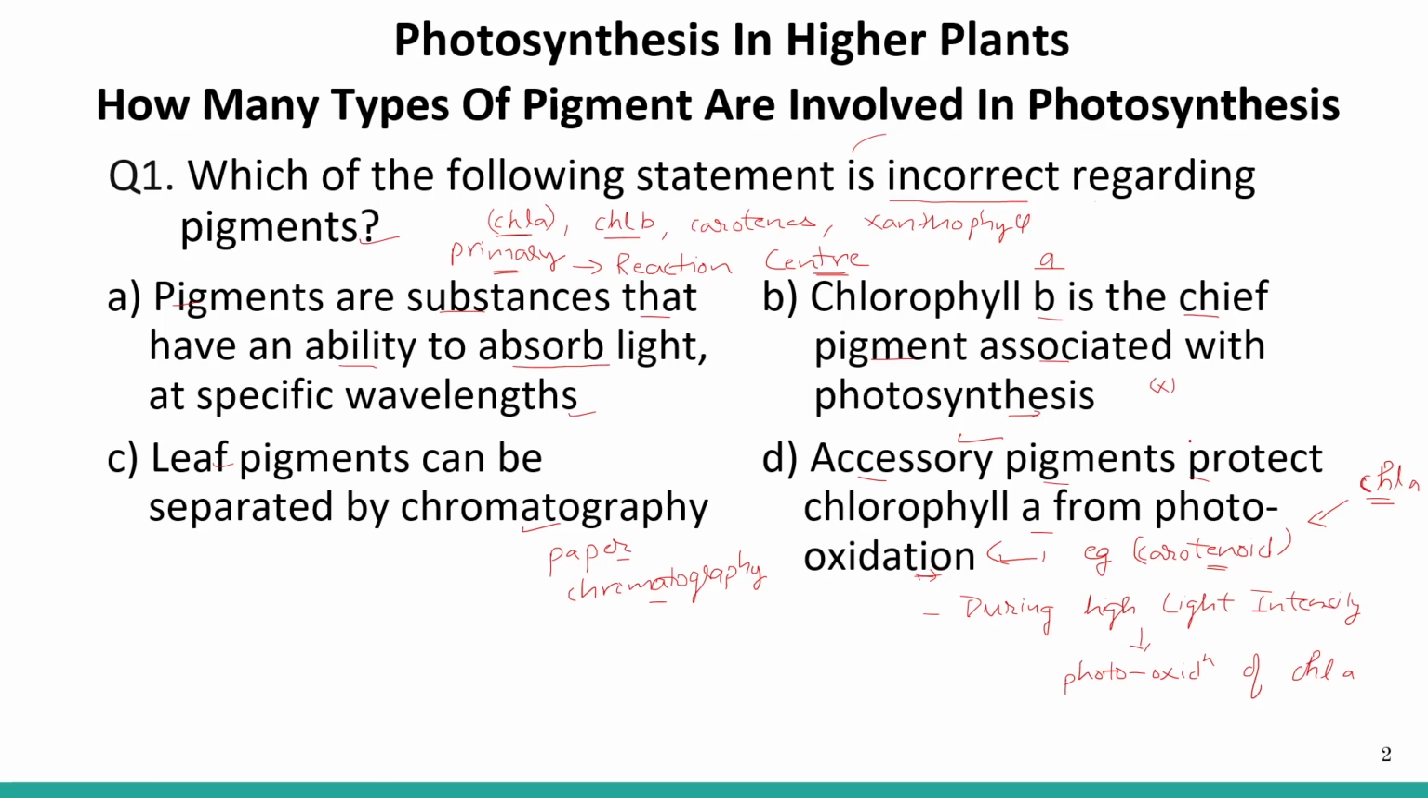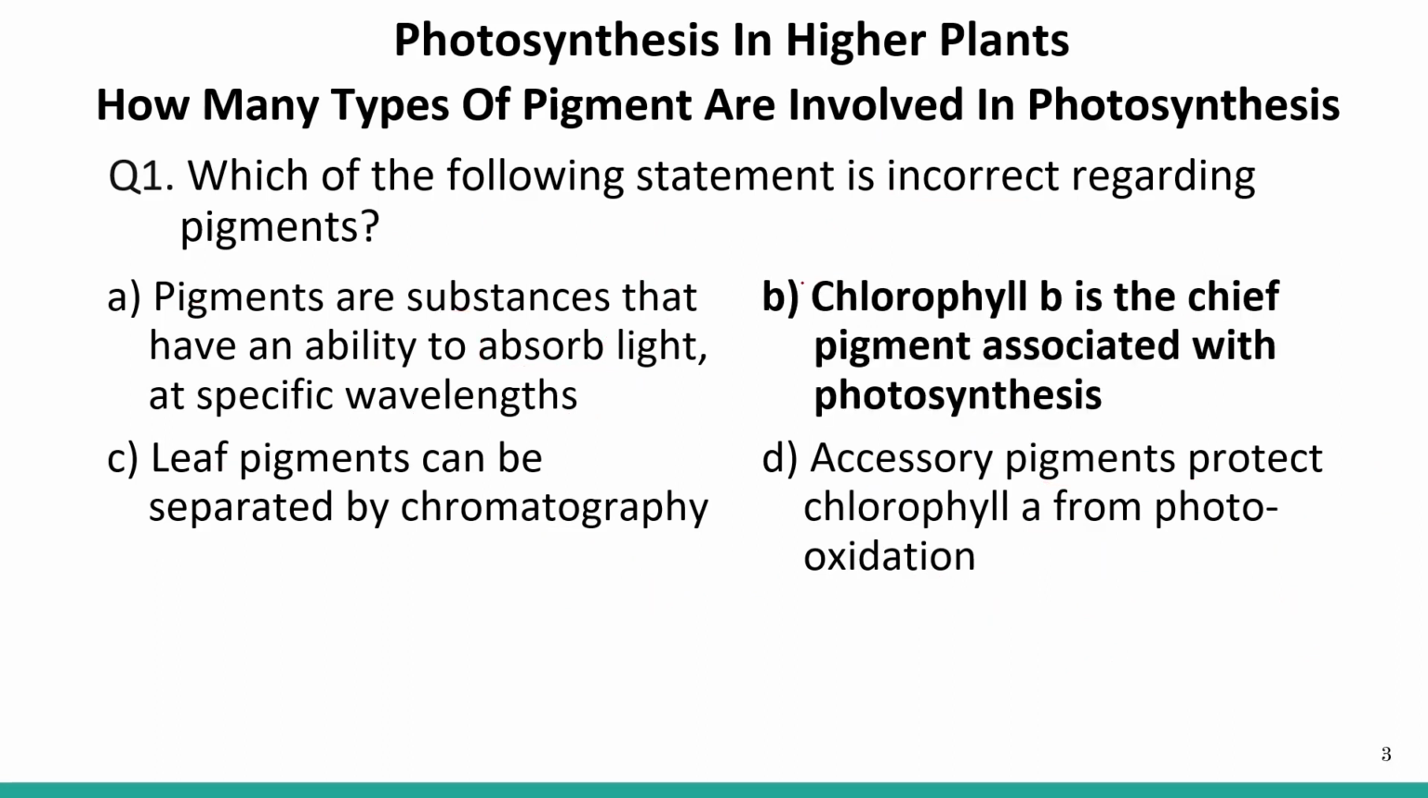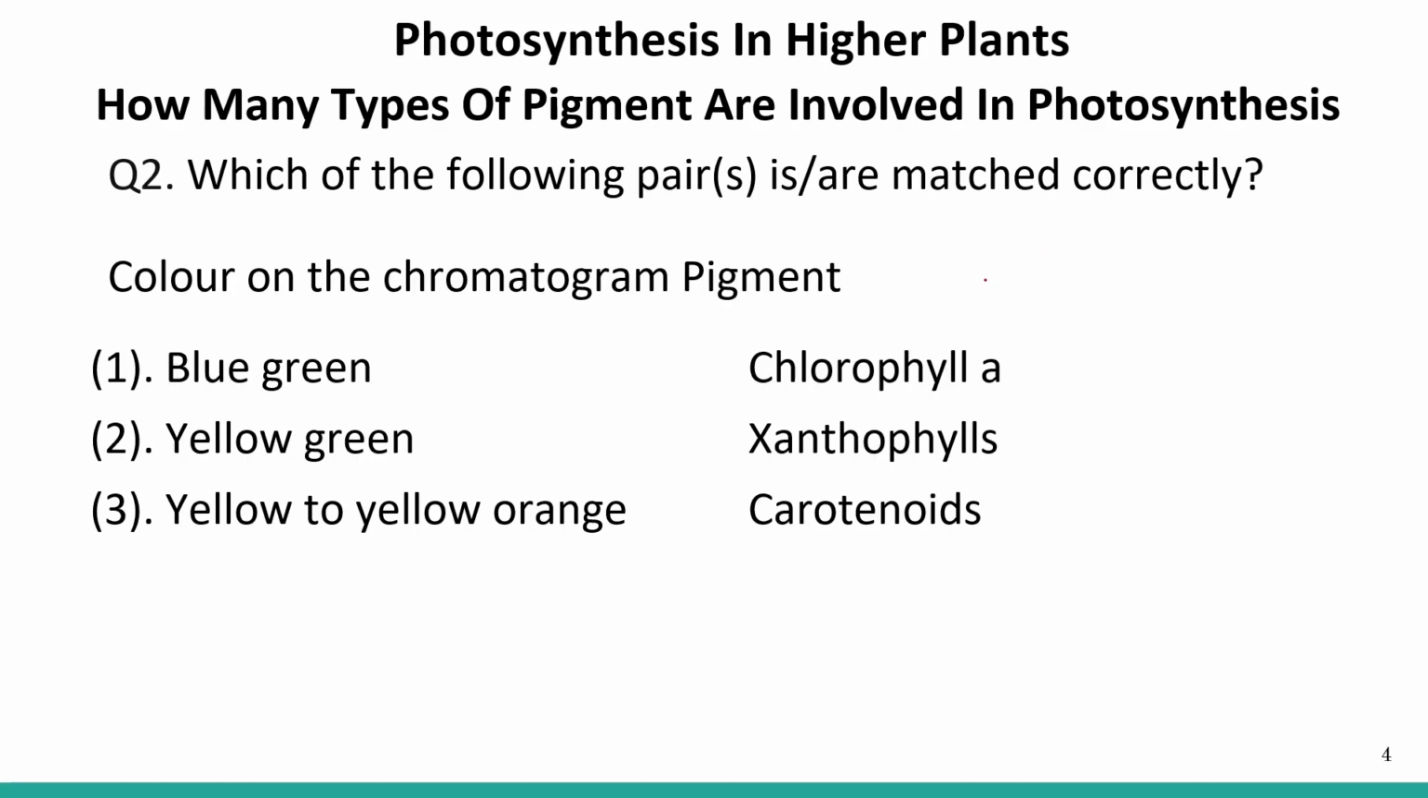So this is also correct. The first statement is also correct, because pigments are defined as substances that absorb light at specific wavelengths. So what should be the correct answer here? Option B is the incorrect statement. Chlorophyll A is the chief pigment, and not chlorophyll B.